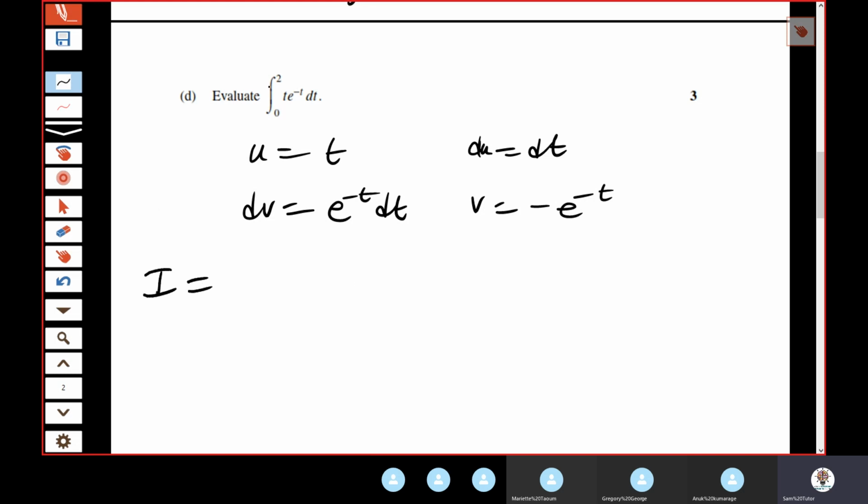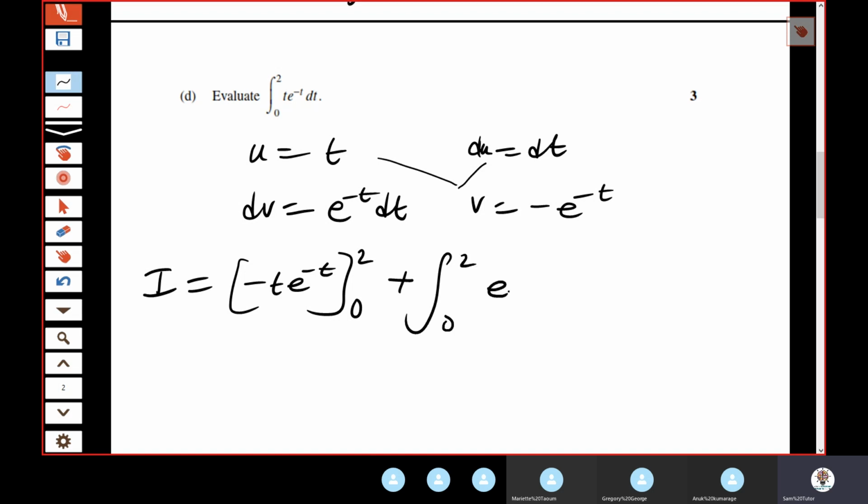Integrate, so I equals, if this is I, this and this minus these two, so negative t e^(-t). You've got limits, so you've got to include the limits, minus these two multiplied together, so negative and negative makes it a positive, and then the integral from 0 to 2 of e^(-t) dt.